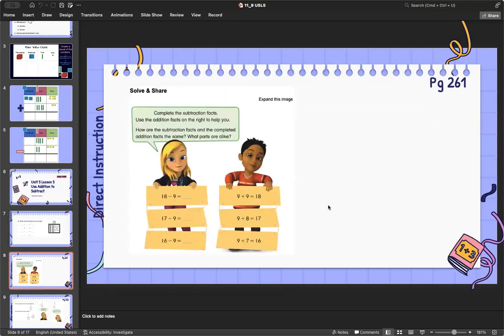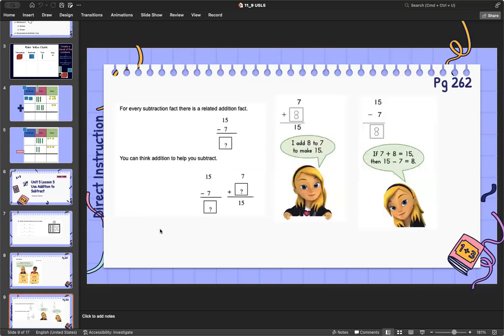Okay, here is your solve and share. Pause, work with your learning coach. If you need additional support, you'll go to the Envision math book and you'll pull up page 261. To be completely honest though, we have most of the book pages here. Here's your next page. Pause, read it over, and work with your learning coach.